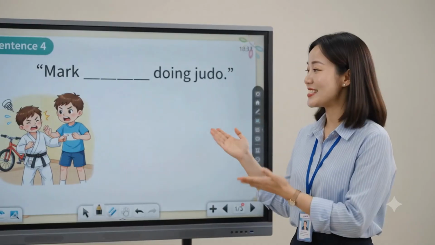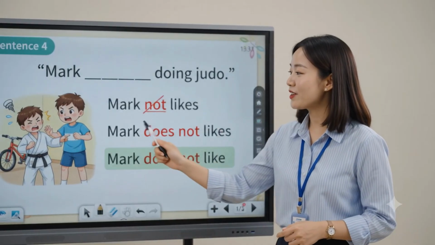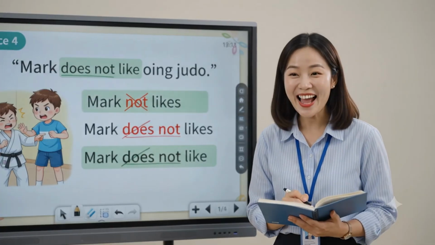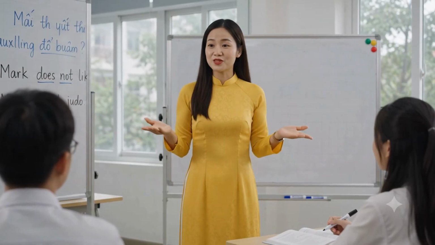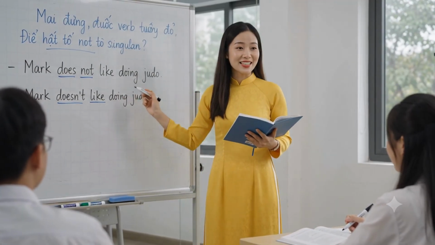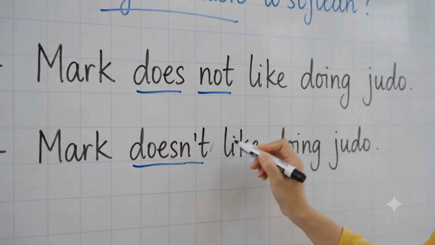Look at the screen and sentence 4. Now compare these 3 options. That is correct! So why use like after does not? Right, does carries the marker. Let's use doesn't like. Mark does not like doing judo.